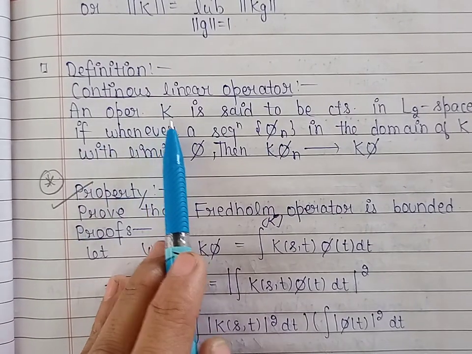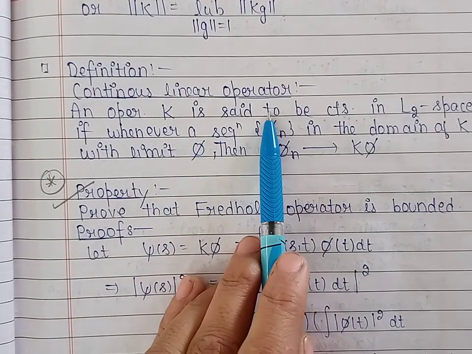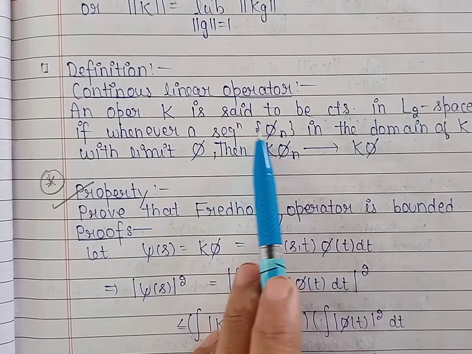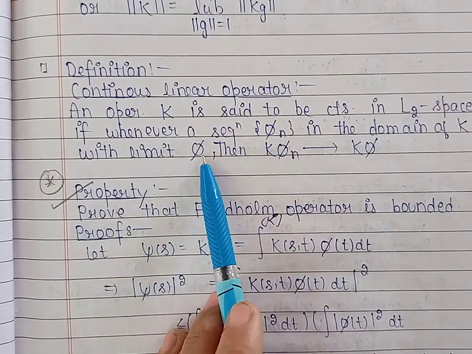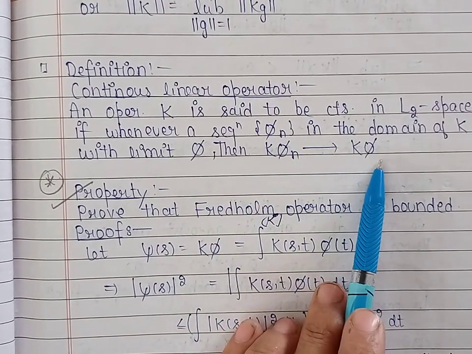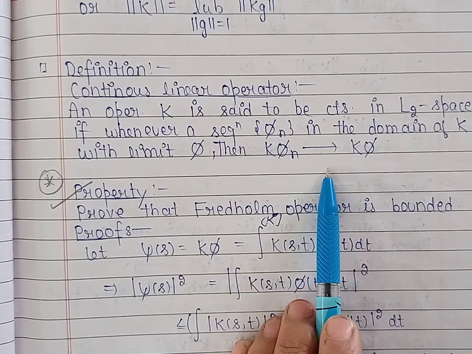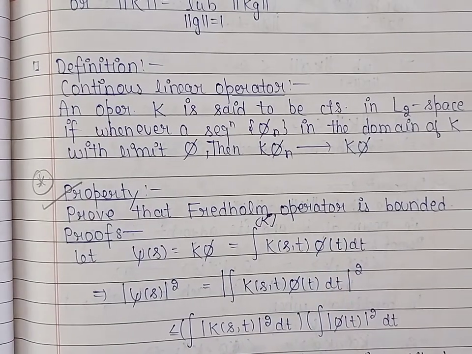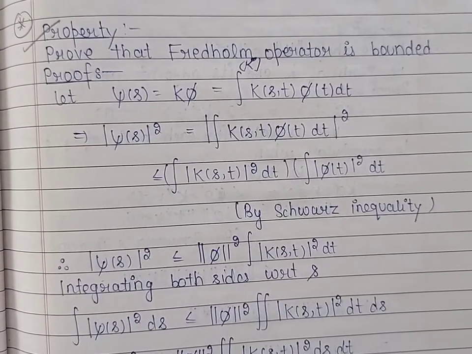Next we define a continuous linear operator. Suppose we have the operator K. We say that the operator K is continuous in L2 space whenever a sequence phi n in the domain of K has a limit function phi, then K phi n converges to K phi. If this condition is satisfied, then we say that the linear operator K is continuous. Now next we discuss some of the properties of the Fredholm operator K.